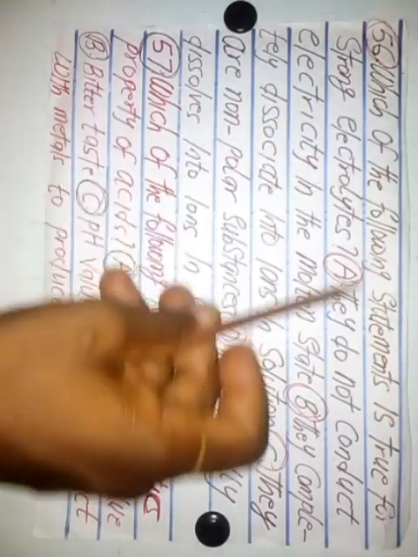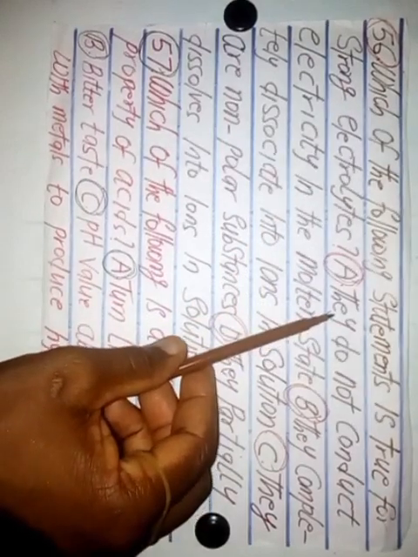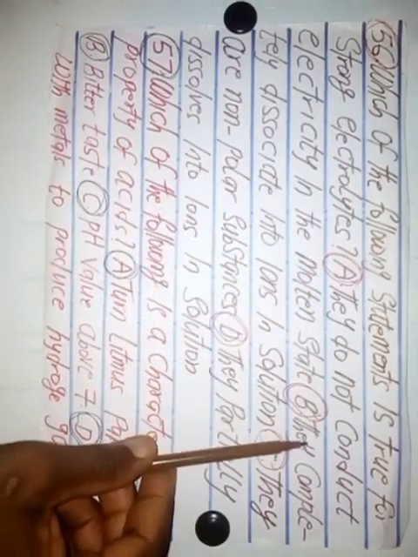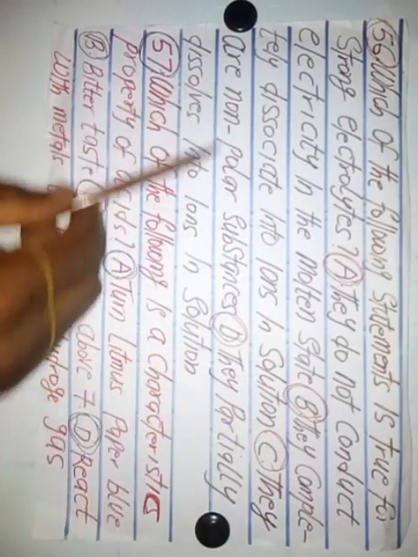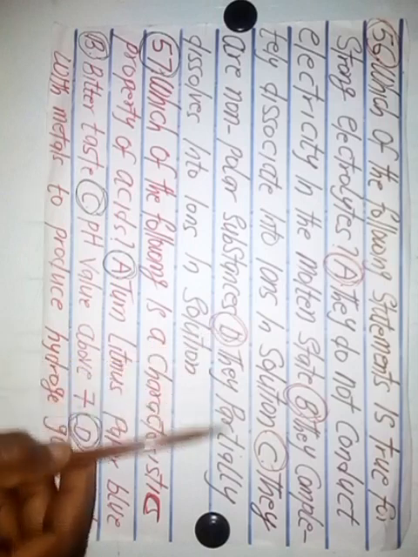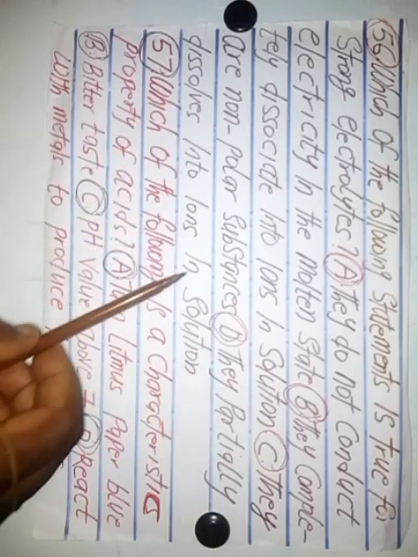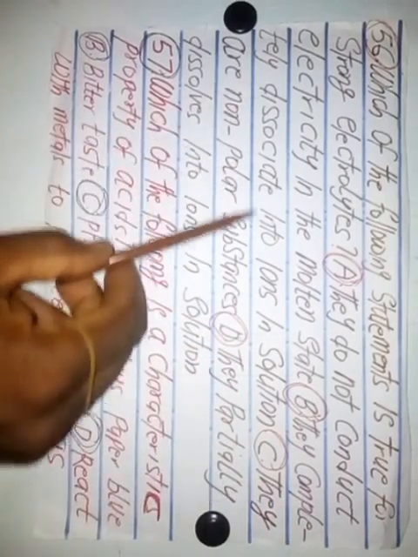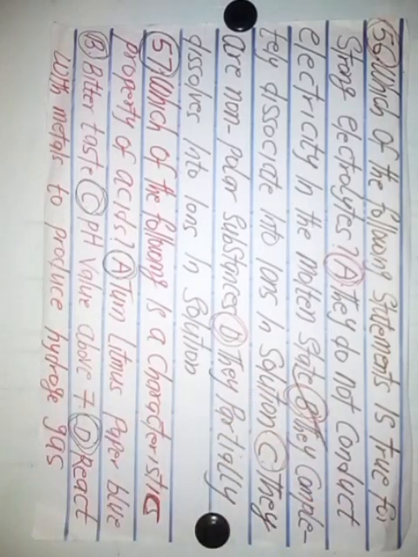56. Which of the following statements is true for strong electrolytes? A, they do not conduct electricity in molten state. B, they completely dissociate into ions in solution. C, they are non-polar substances. And D, they partially dissolve into ions in solution. So your answer is that they completely dissociate into ions in solution. That is the answer.